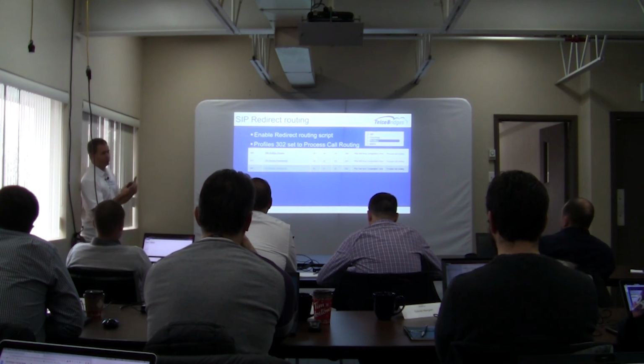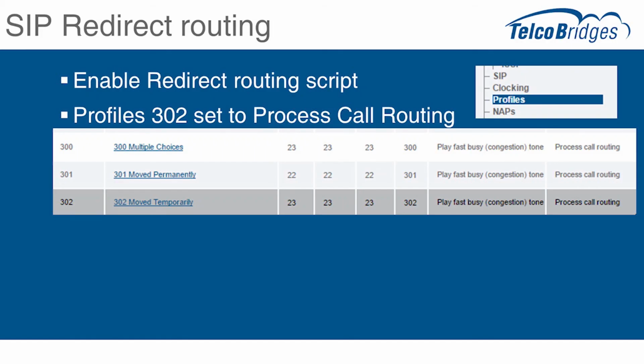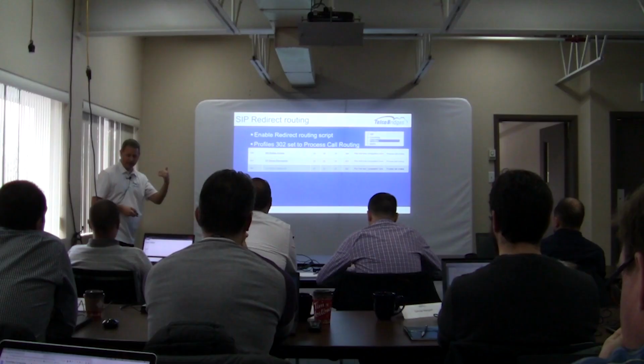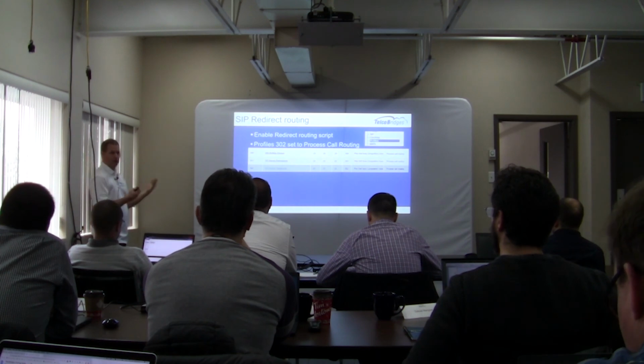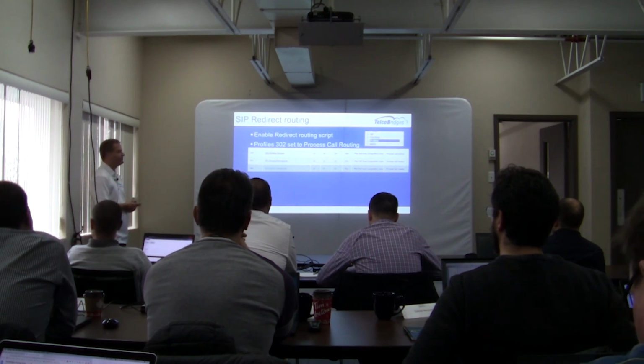And we have partners who offer SIP redirect servers. Or some customers have their own routing engine implemented in a SIP redirect server, so we can use that. So that's what we said: we just need to enable the redirect routing script. And in the profiles, now it's always like that. 300s are process call routing. That means when we receive a 300, it's going to go back in the routing script and then implement what you have selected.